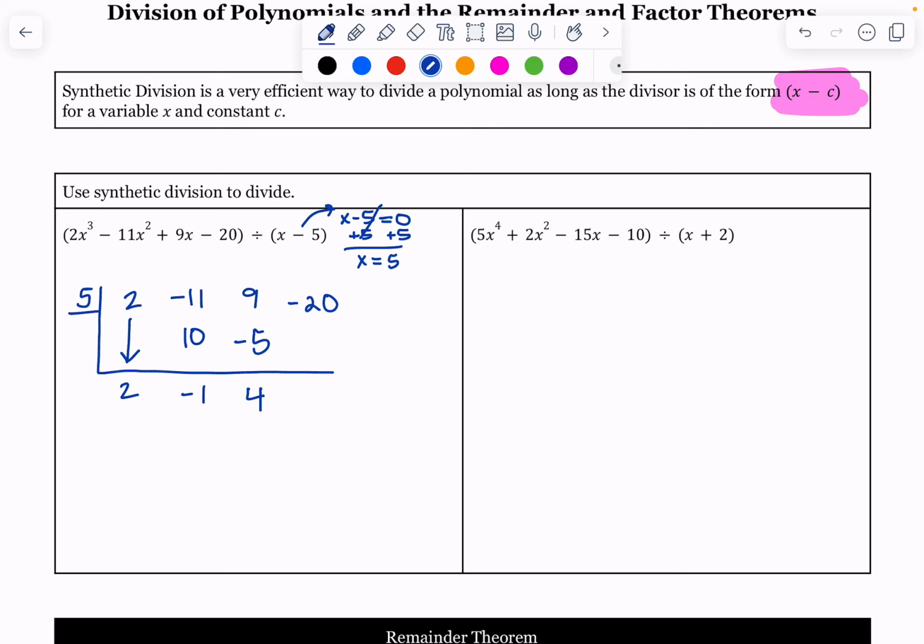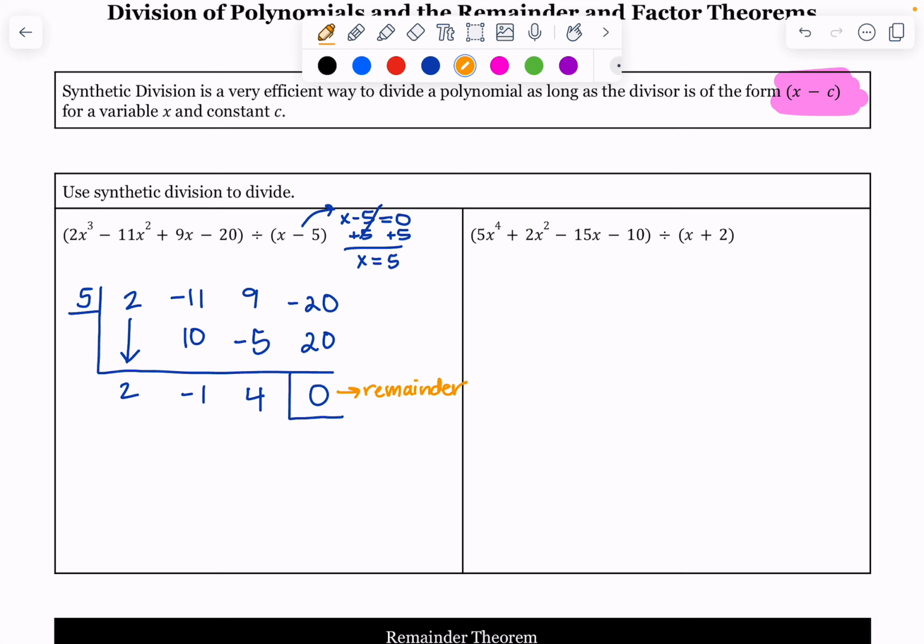Great. For our last box, we're going to do the same thing. 5 times 4 gives me 20. And then I'm going to add down, and that gives me 0. Awesome. So just like with long division, we have a remainder, and the remainder is always going to be what's left over in that last box. So for this one, our remainder is 0. I'm going to label it just so you can see.